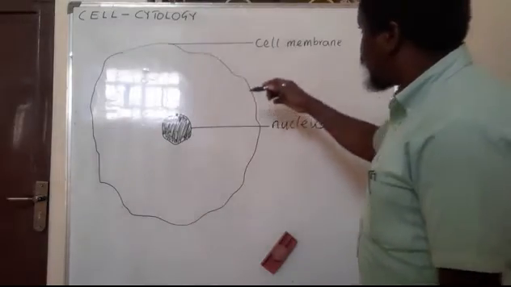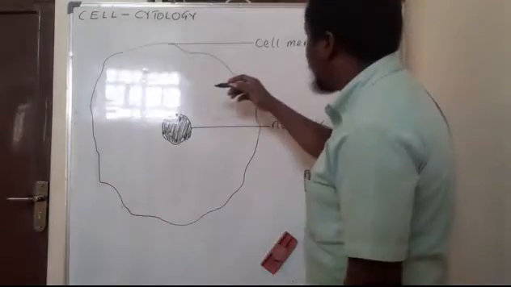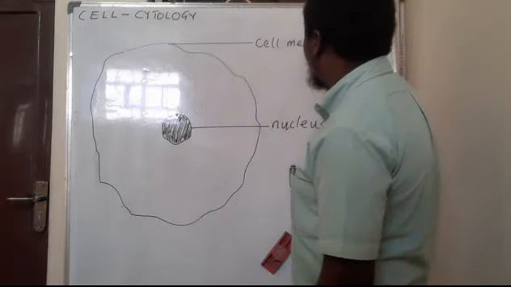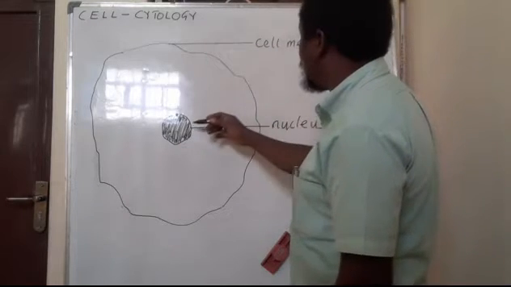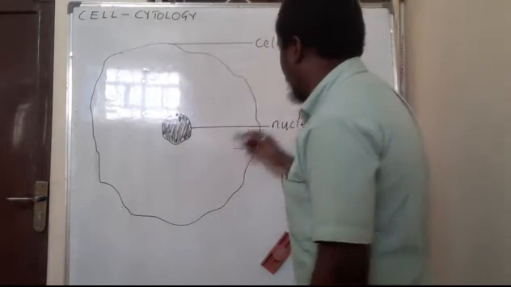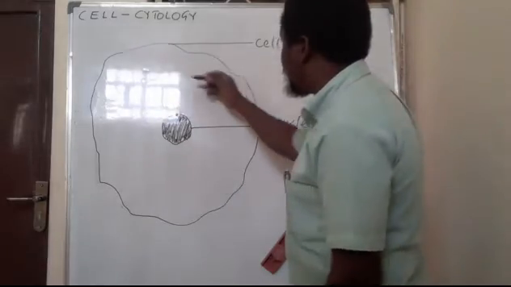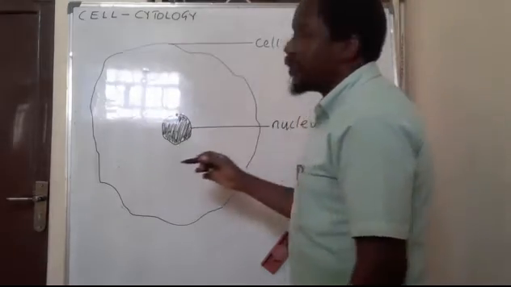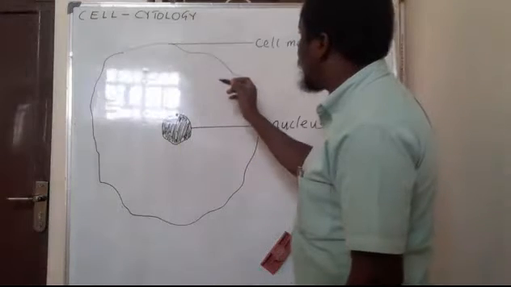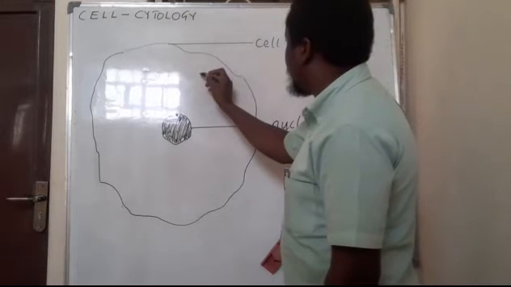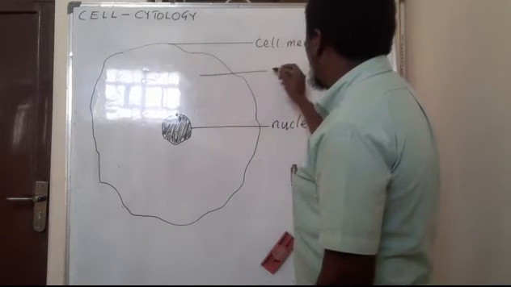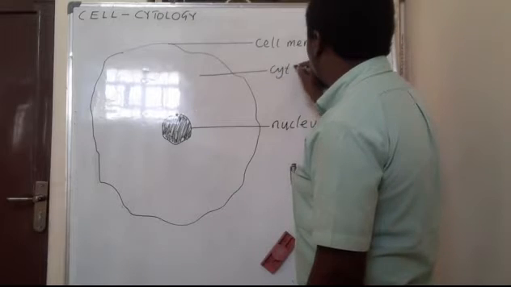When you look at the structure, you can see that there is a space between the cell membrane and the nucleus. It's a large space, and this space is called the cytoplasm of the cell.